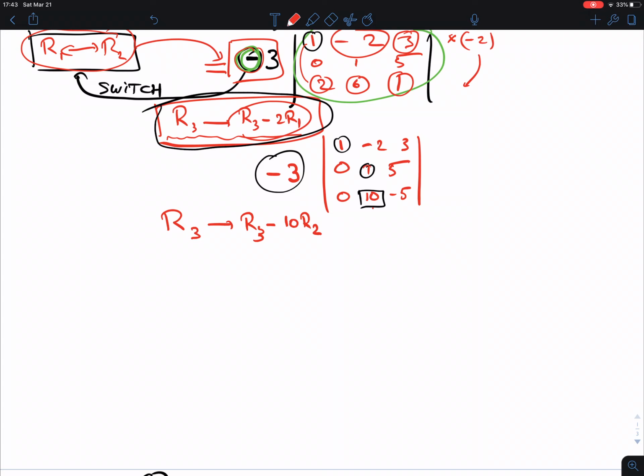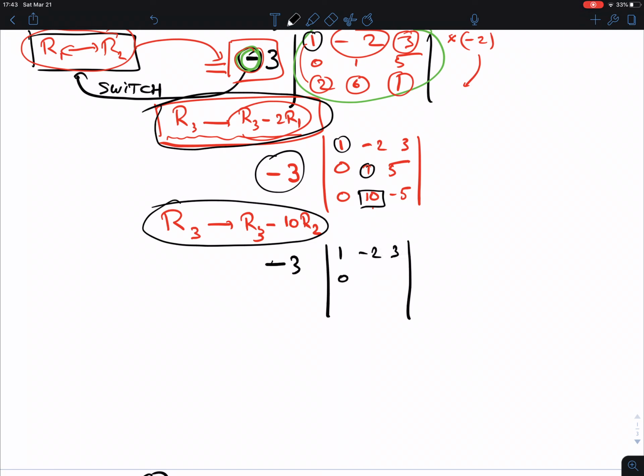So the result is, let me go back in black, the -3 that we had, and then we're going to get a new determinant, but since it's again a row operation of this form, nothing changes. So we get 1, -2, 3, 0, 1, 5, and now, remember we multiply this by -10 and then add it up. That's a 0 here, we had a 0, and then here we get -50 plus -5, that's -55.